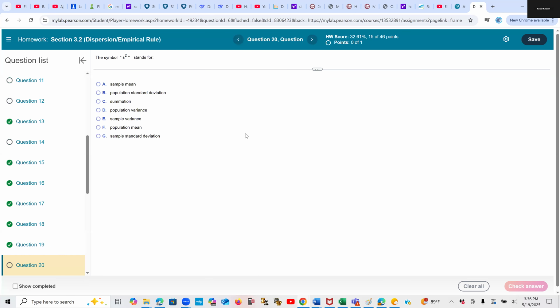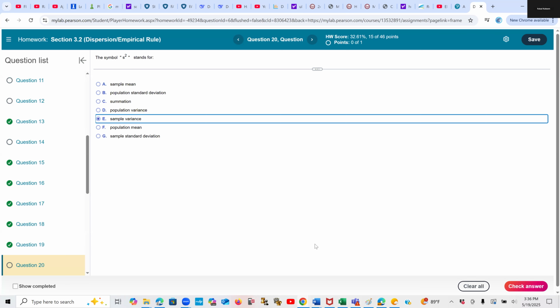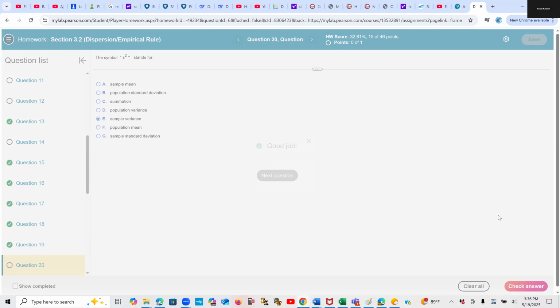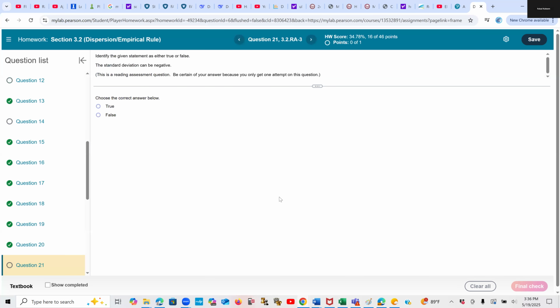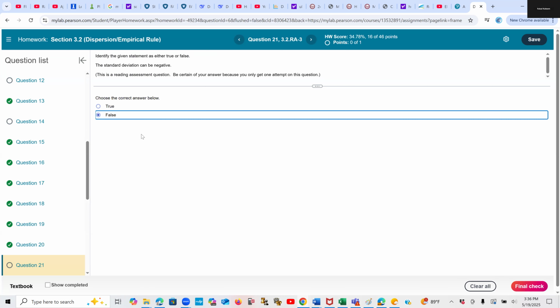Okay, S square stands for sample variance. Identify as true or false: standard deviation can be negative. No, neither standard deviation or variance can ever be negative.